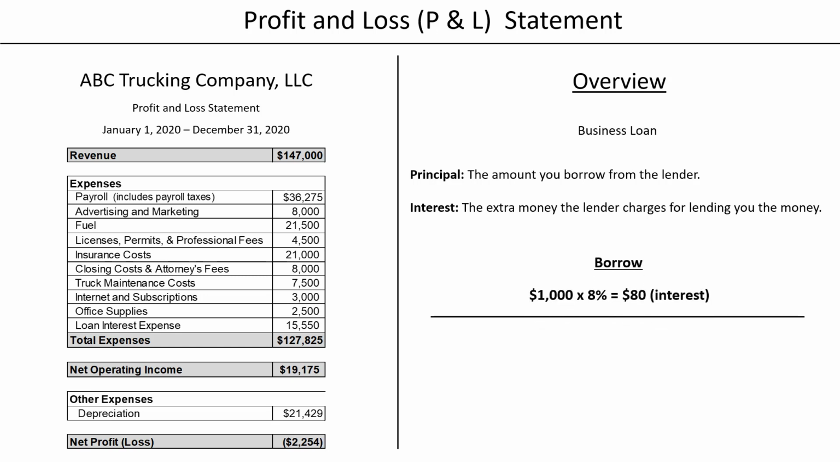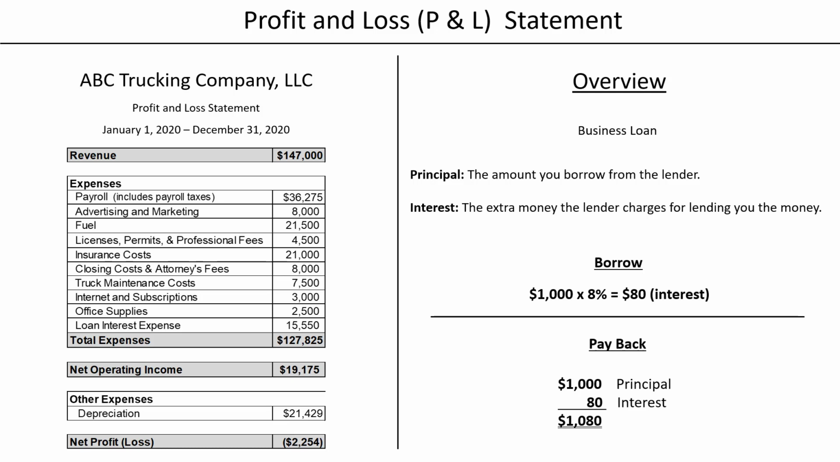Let's use an example. Let's say you borrow $1,000 from the bank and the interest rate is 8%. Then the bank is going to charge you $80 in interest, which is $1,000 times 8%. This means that when you pay back the bank, you have to pay back $1,080, $1,000 in principal and $80 in interest.